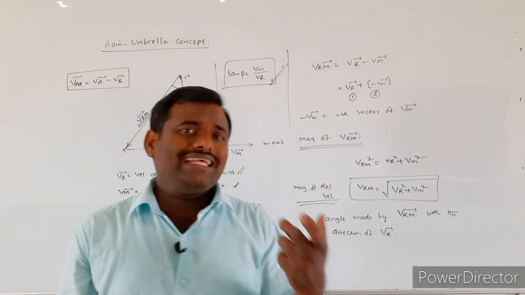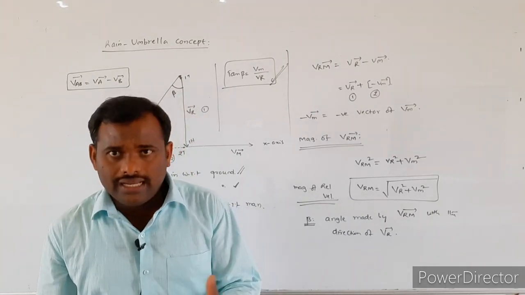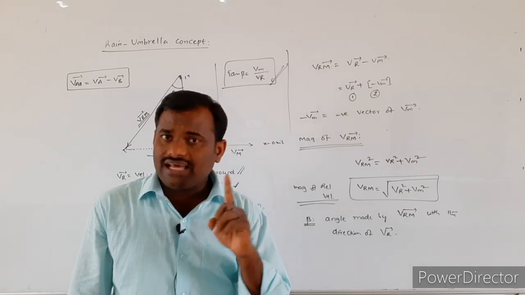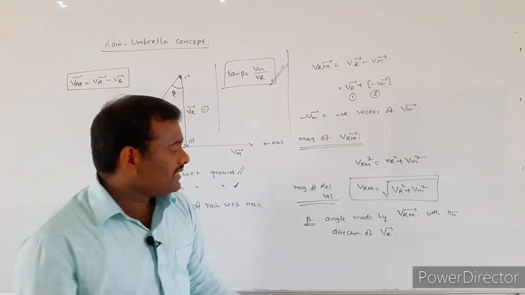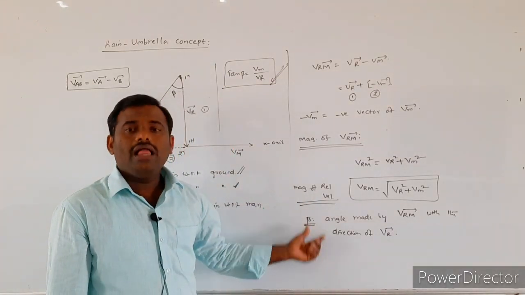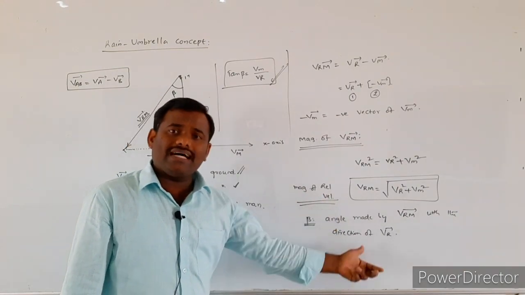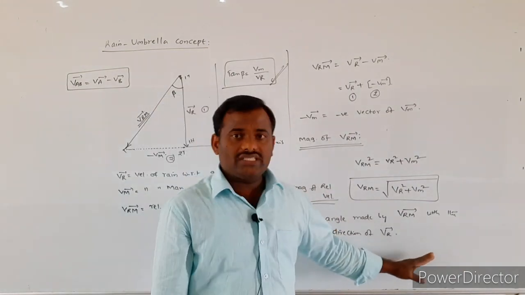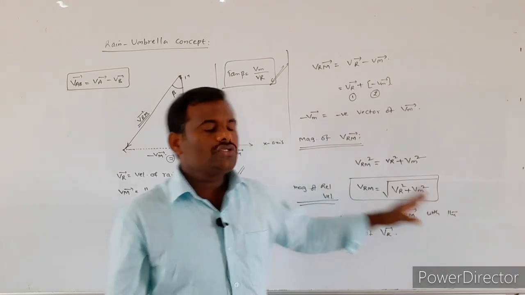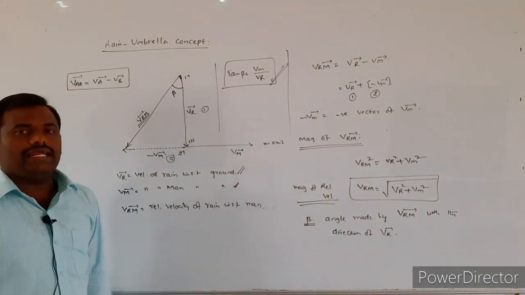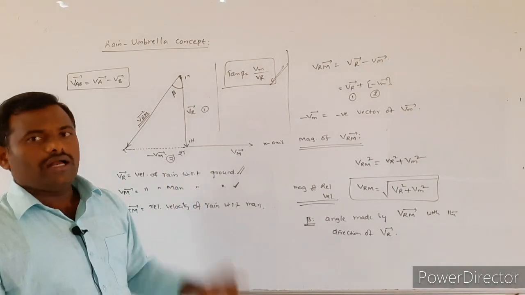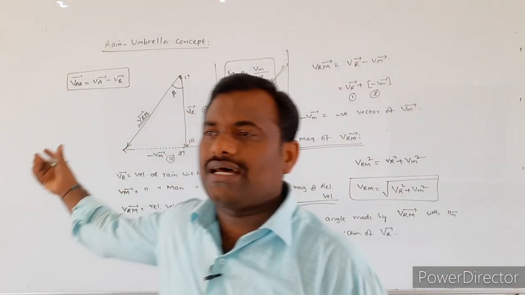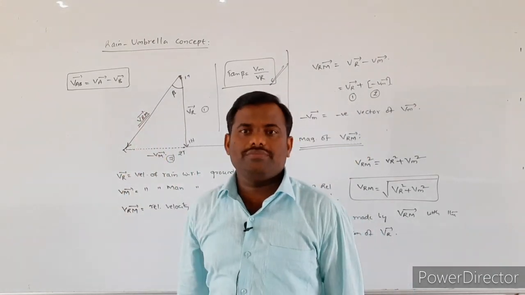That means the angle made by the umbrella with the direction of the rain is represented by beta. It is the angle made by the relative velocity, or the angle made by the umbrella with respect to the direction of velocity of the rain. So tan beta is equal to Vm by Vr. By using this concept, we solve the numericals which are based on the rain umbrella concept.